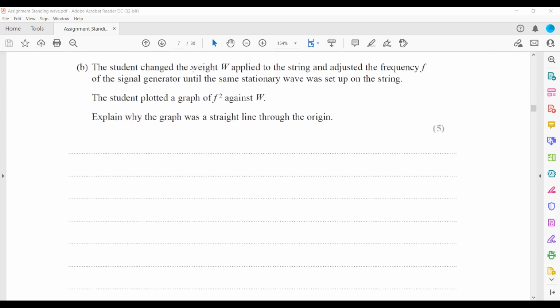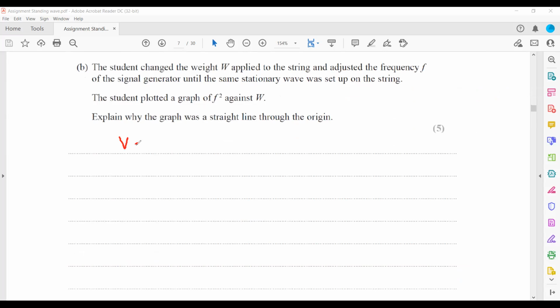The next one: the student changes the weight applied on the string and adjusts the frequency until the same stationary wave is set up. The student plotted a graph for f square against w. Explain why the graph will be a straight line. Look, we have the formula. This is a derivation plus the comparison.